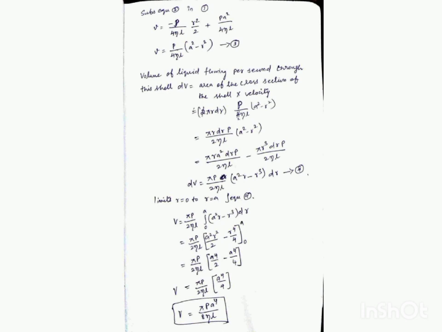This expression represents the flow of liquid through a capillary tube. Then Poiseuille added two corrections to this formula. First, a correction for pressure head, and second, a correction for the length of the tube. By adding these two corrections, we can get the exact formula for the flow of liquid through a capillary tube. Thank you.